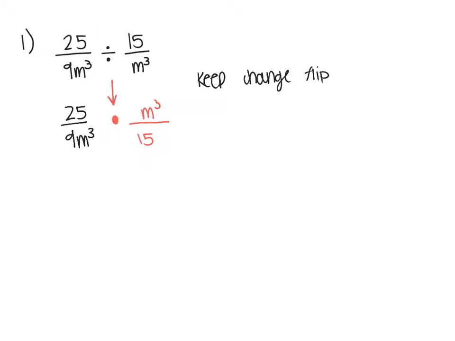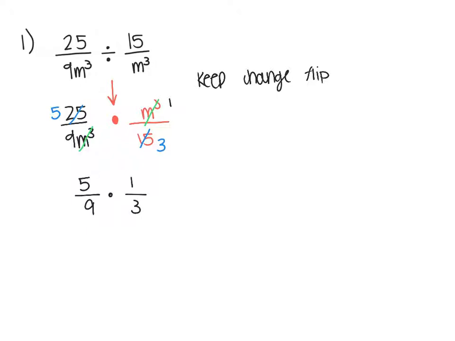Now I look if there's something I need to factor, but all of these are monomials, so there's nothing to factor, so I go straight to canceling. So 25 and 15 I can divide out by 5 and get 3 and 5. And then on the other diagonal, m cubed and m cubed will cancel out completely. So I'm left with 5 over 9 times, everything canceled on the top, so that leaves me with a 1 over 3.